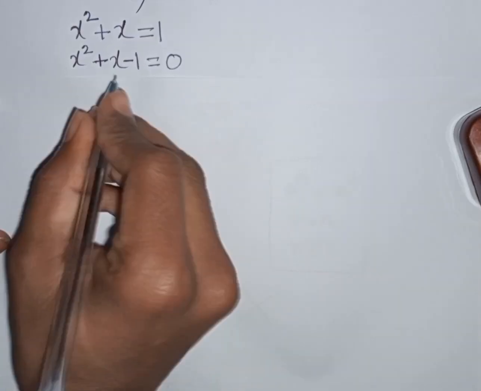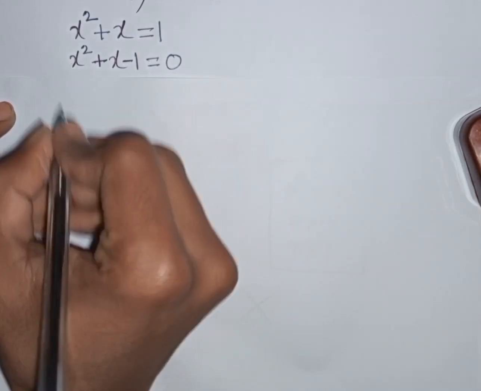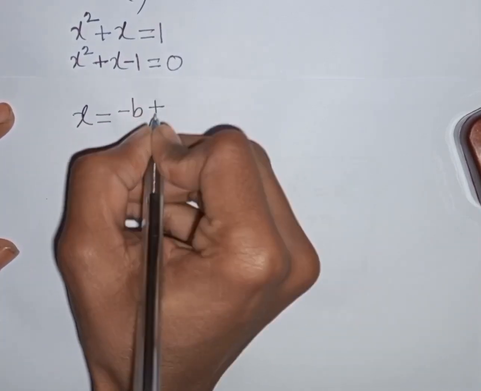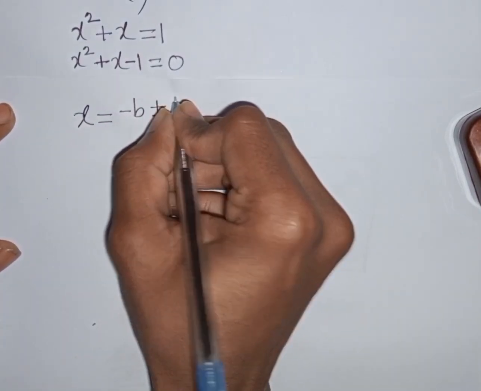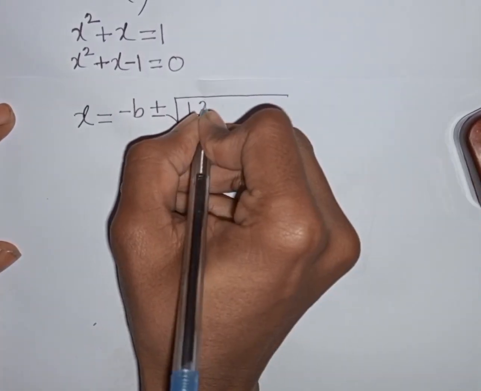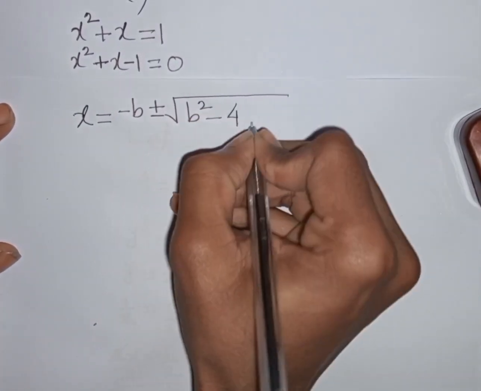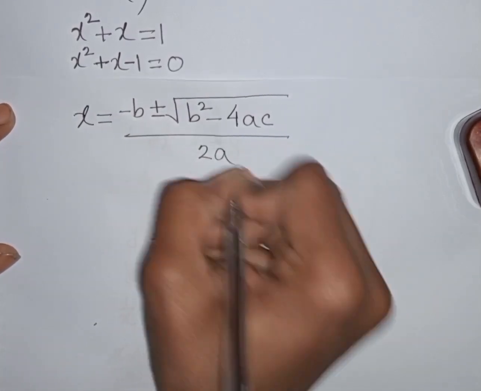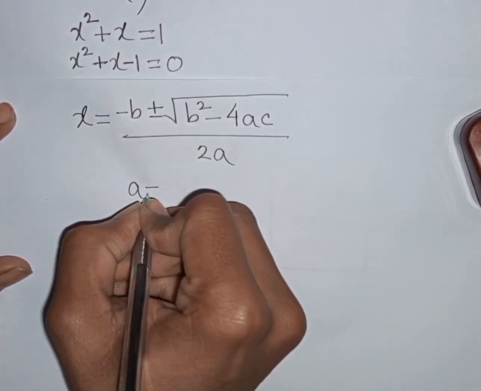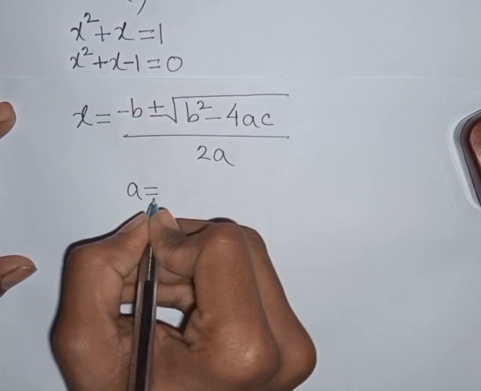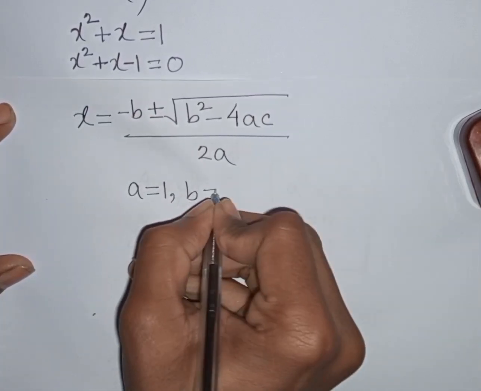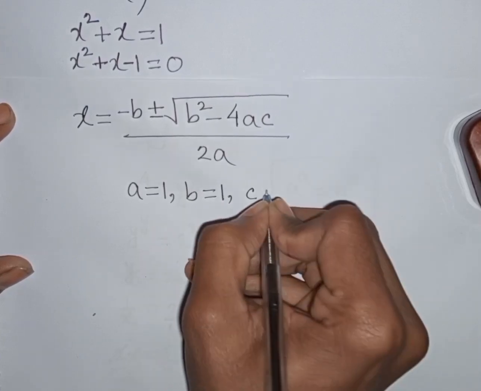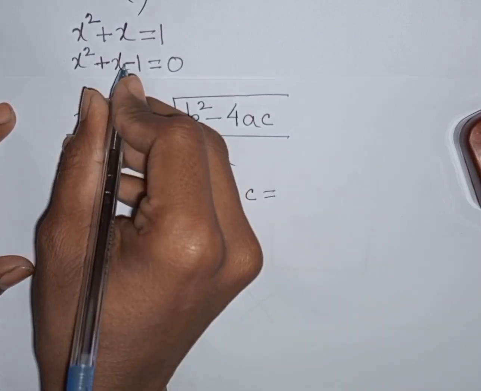Now here you can apply the quadratic formula. So you can write here x is equal to minus b plus or minus the square root of b squared minus 4ac, divided by 2a. Here a is 1, then b is 1, after that c is negative 1.